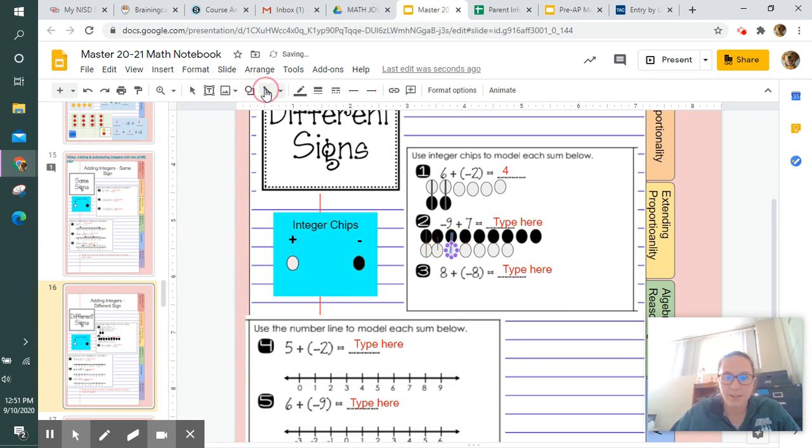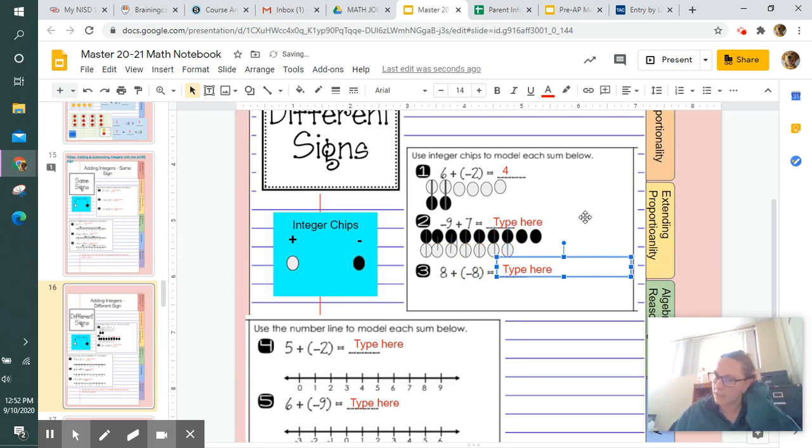Okay, a positive and a negative cancel each other out. My lines are going all kinds of crazy. I'm just going to paste some lines here. Okay, positive and a negative cancel each other out. Positive and a negative cancel each other out. And positive and a negative cancel each other out.